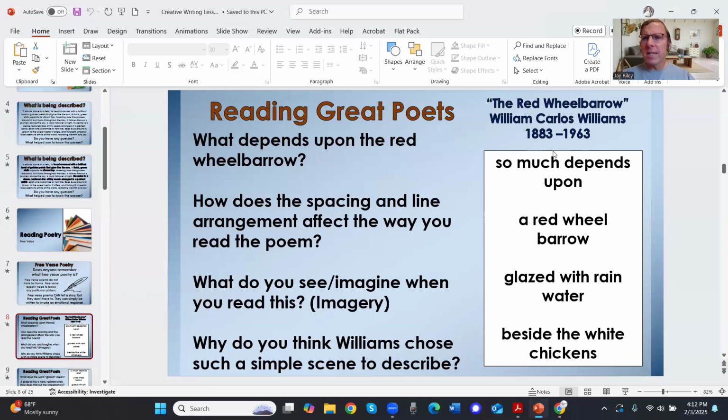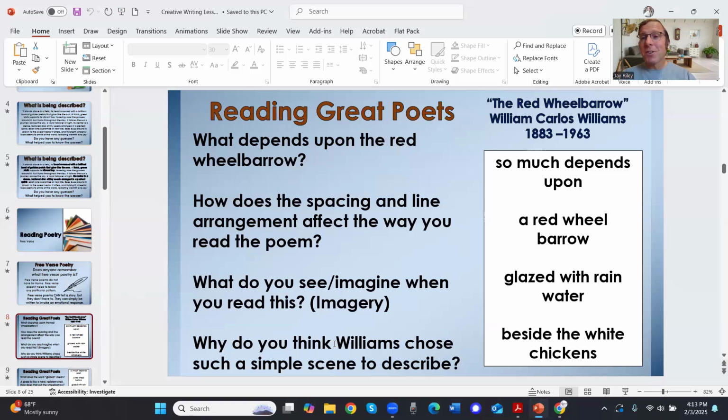So in the first stanza, the poet does a good job creating suspense by telling us so much depends upon. Depends upon what? And then we see a red wheelbarrow. So he gets us to focus on important aspects of the scene: the color of the wheelbarrow, the fact that it's wet, and then finally the chickens. So it is a very simple scene.